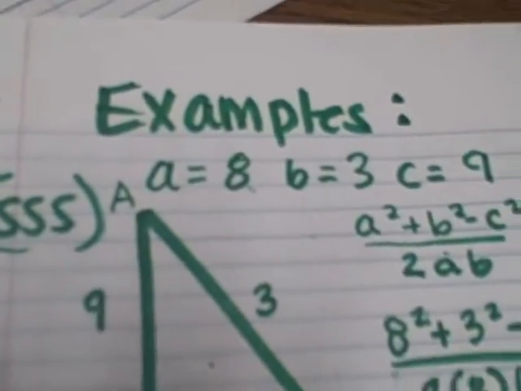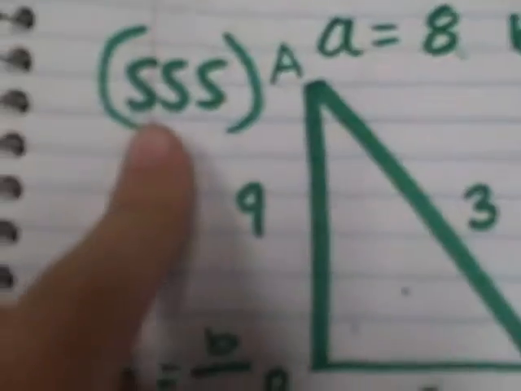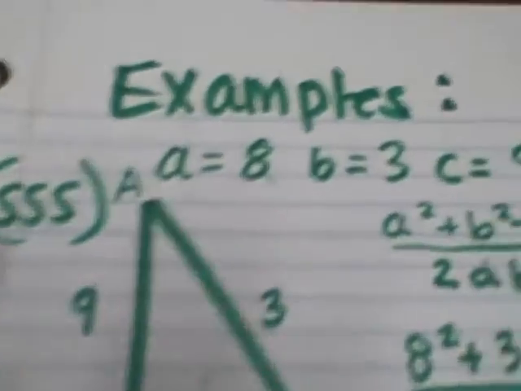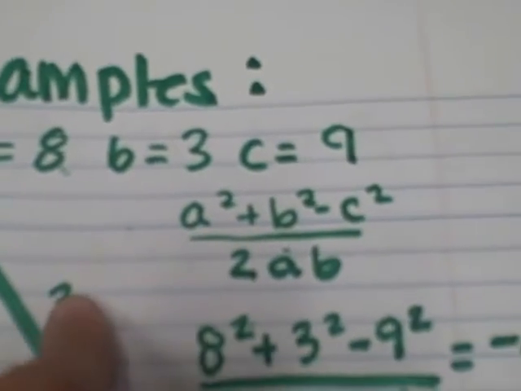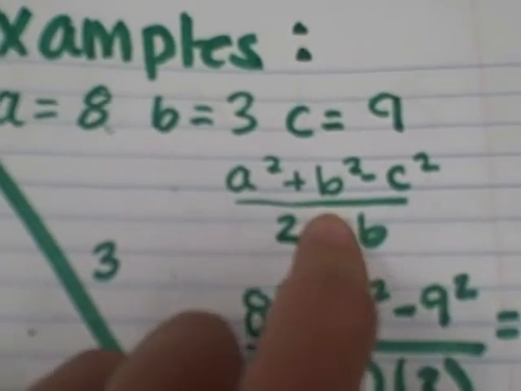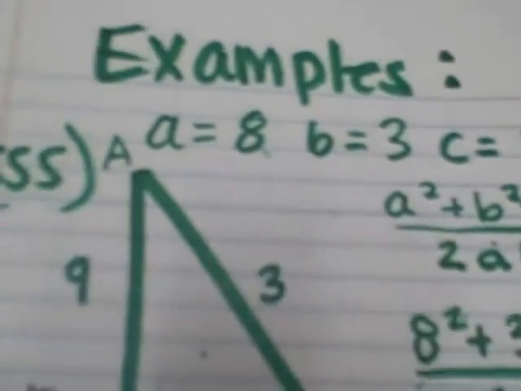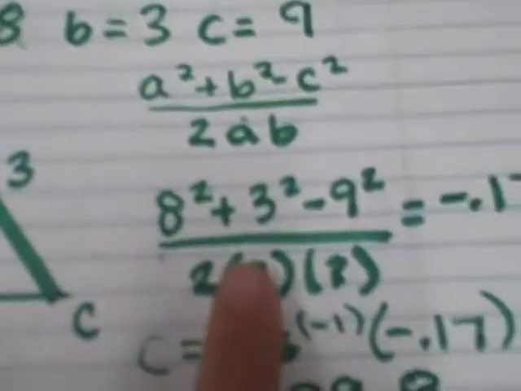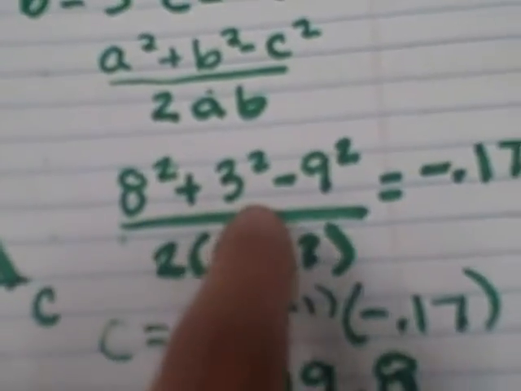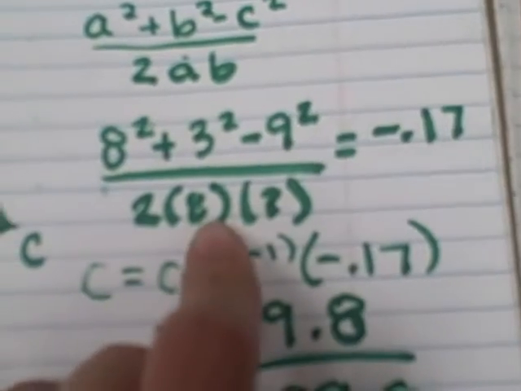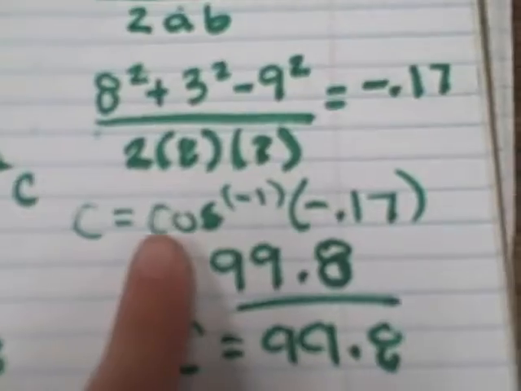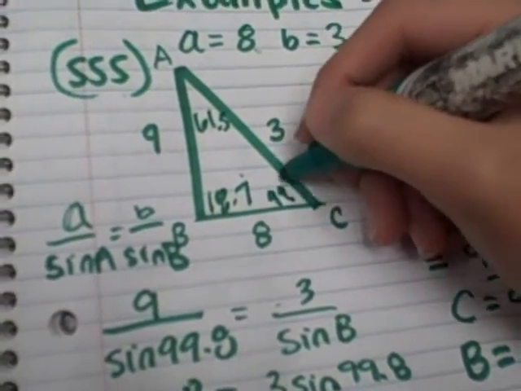And you use all of these formulas for when you have a triangle that's given three sides and no angles, you're going to use the law of cosines. And the formula you use is a squared plus b squared minus c squared over 2ab. And in this triangle, it's given the sides a equals 8, b equals 3, and c equals 9. So you do 8 squared plus 3 squared minus 9 squared over 2 times 8 times 3, which equals negative 0.17. And angle C equals 99.8.